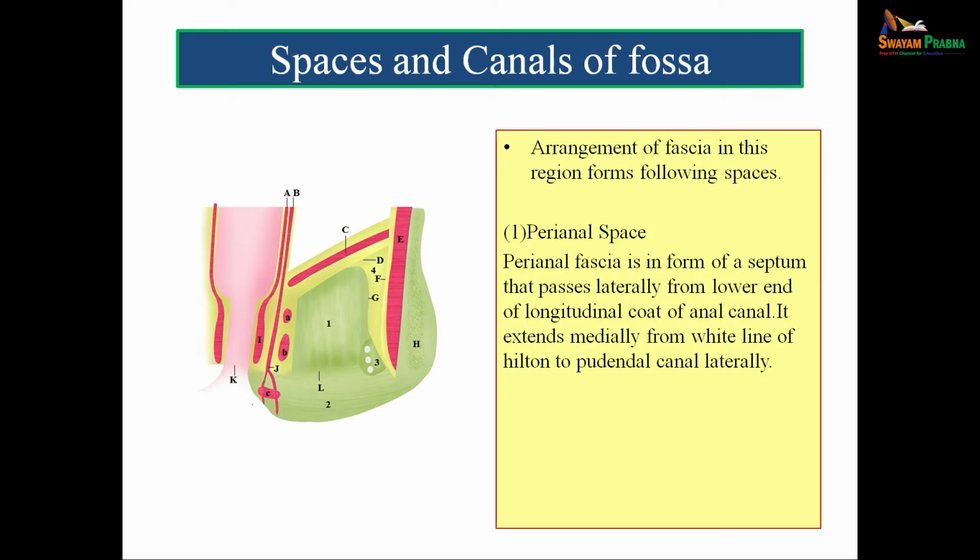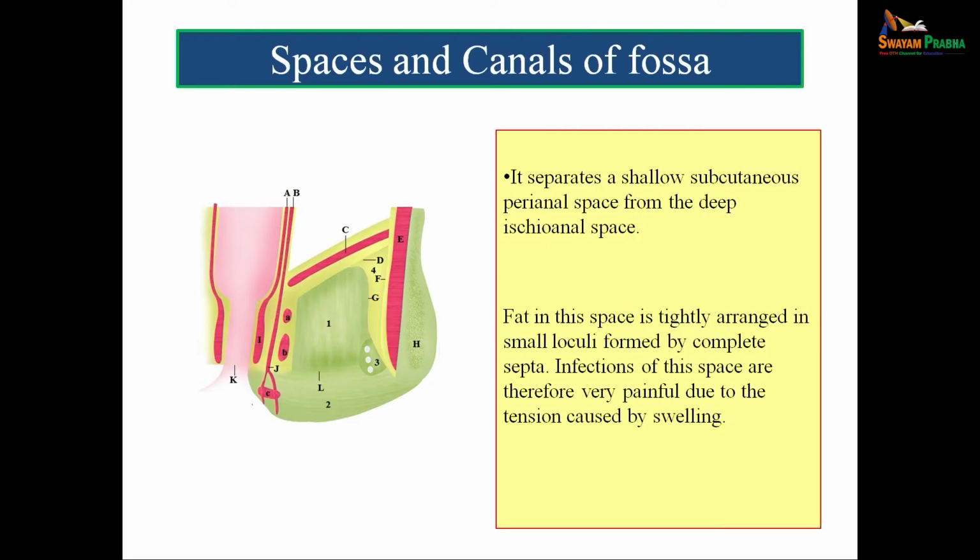L is the perianal fascia, and below L lies the perianal space. These fascial extensions are not so complicated if they are comprehended in the right manner. This L separates the shallow subcutaneous perianal space from the deep ischioanal space.